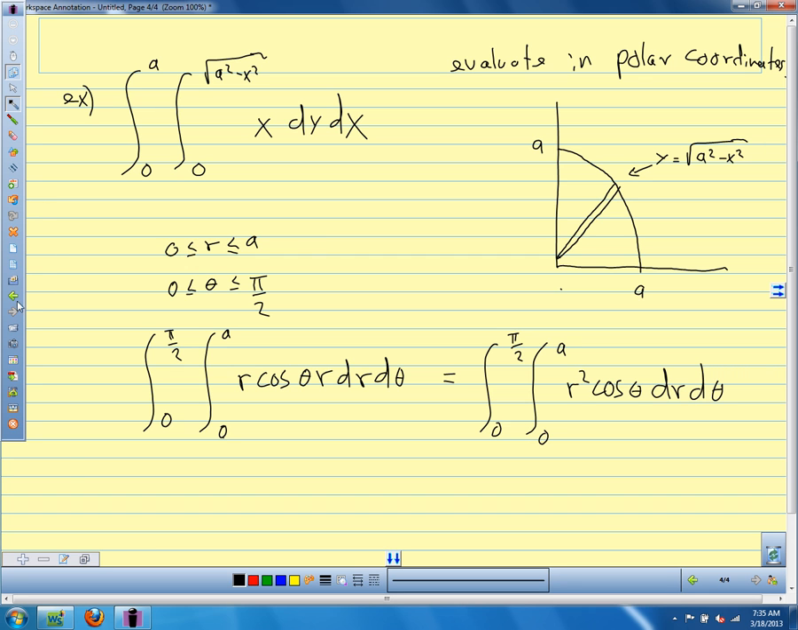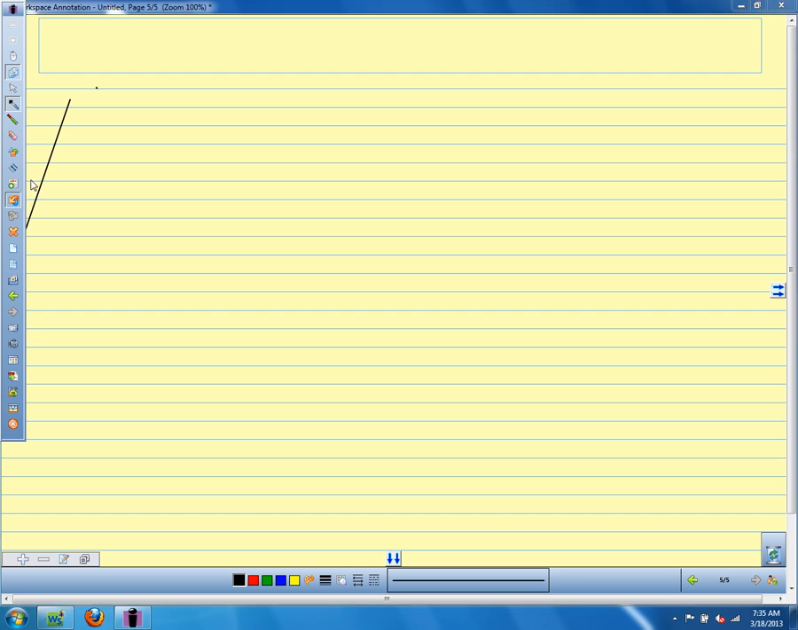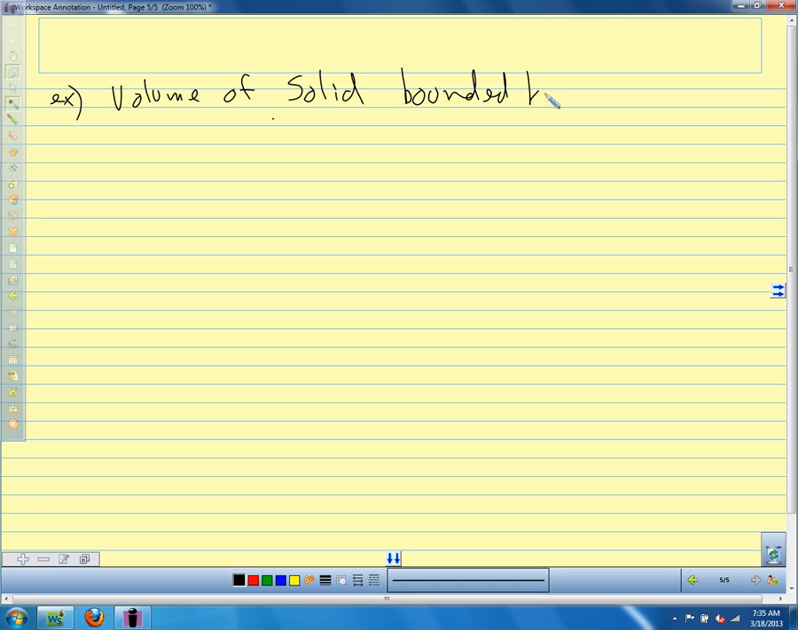All right, let's look at another one. We want to find the volume of the solid bounded by z equals x squared plus y squared plus 3, z equals 0, and x squared plus y squared equals 1. So we want the volume bounded by this solid.